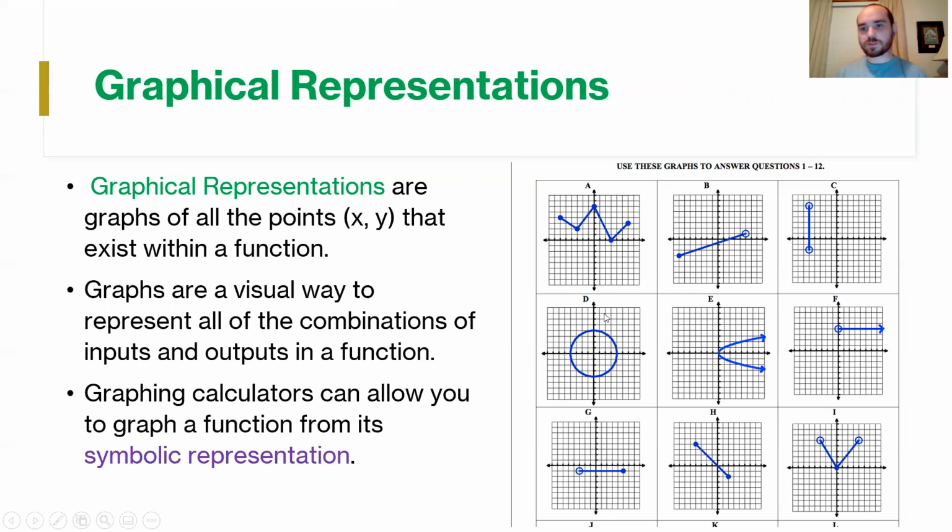Graphing calculators, which again, if you watched that first video, you should already know how to do this now, or at least have an idea of how to do this. You'll get some practice throughout the next couple of weeks, and we'll use those graphing calculators a lot more later in the term. But graphing calculators can allow you to graph a function from its symbolic representation. So just directly putting in that equation, it'll automatically graph it for you. Oh, by the way, the three on here that are not actually functions are C, D, and E, all of which would fail a vertical line test.